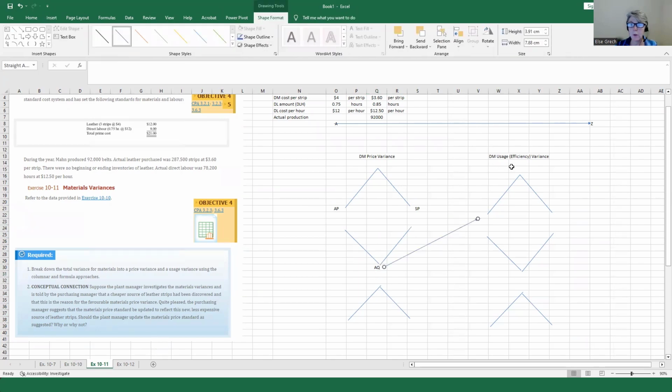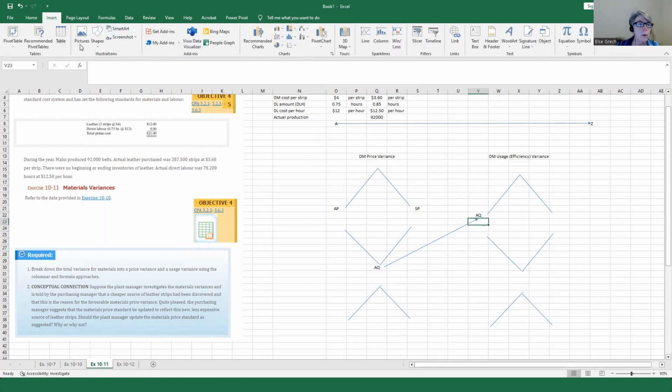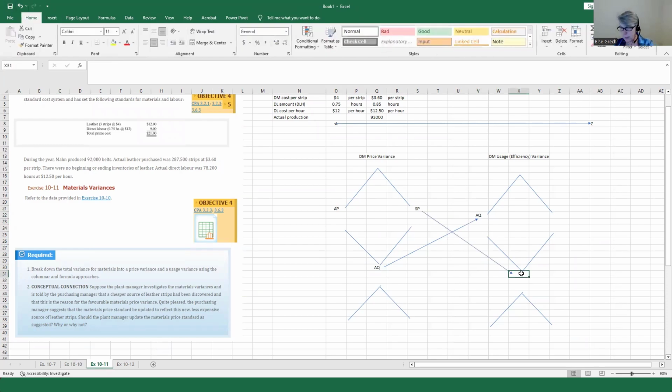And don't forget, this is the usage, efficiency, quantity variance, whatever you want to call it. That's what I need. I'm just going to copy this actual quantity right here. I'm also going to take my standard price right here, and I'm going to put it down here. So notice how nice it is because it's crisscross. It's so basic. And when you have to memorize all the formulas that they give you in the textbook, that's crazy. We don't need to memorize the formulas at all.